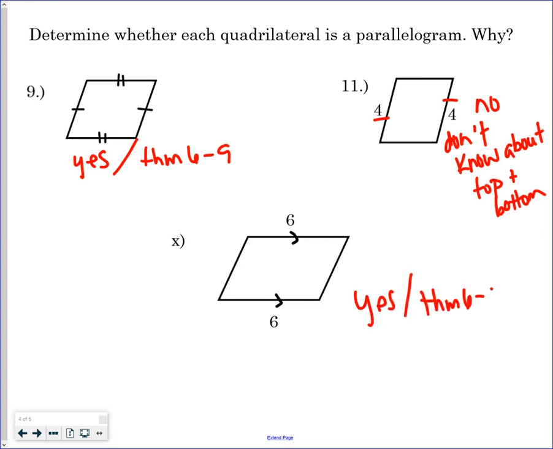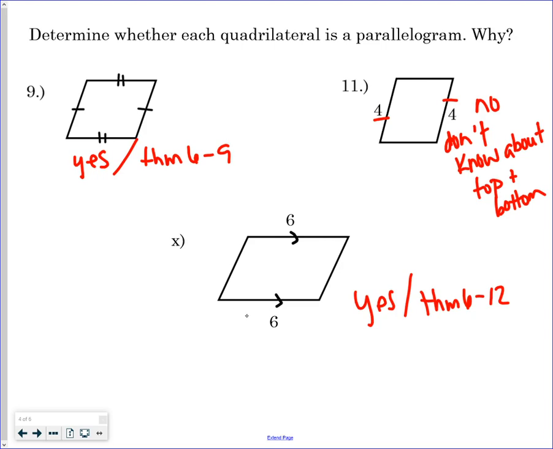Theorem 6.12, which says if one pair of opposite sides are both parallel and congruent, then it's a parallelogram, that's what we have. At the top it says if both pairs of opposite sides are parallel. Yes. We don't know these are parallel. There were no parallel signs, and we're not supposed to technically assume that, even though they look parallel, right?